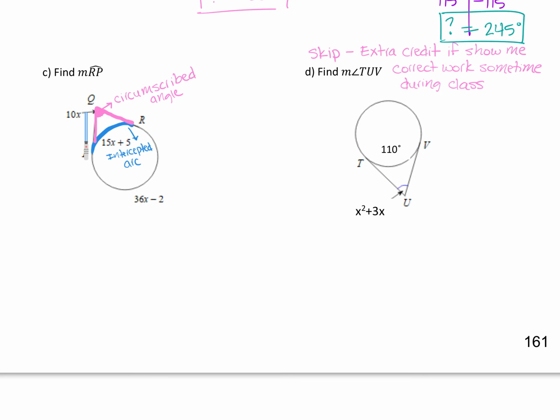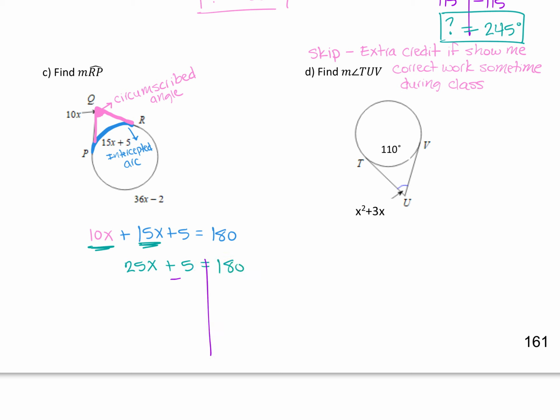And our last example, the circumscribed angle here is 10x. The intercepted arc here is 15x plus 5. And so we know that if we take the circumscribed angle and add it to the intercepted arc, it's going to equal 180 degrees. So combine like terms, 10x plus 15x is 25x. We're adding 5, that equals 180.